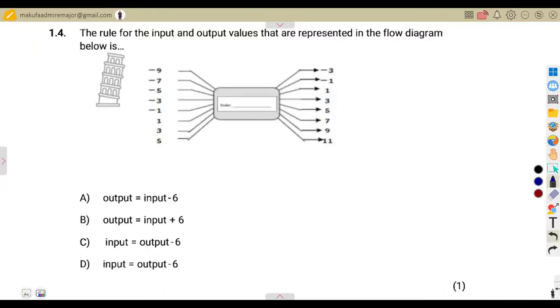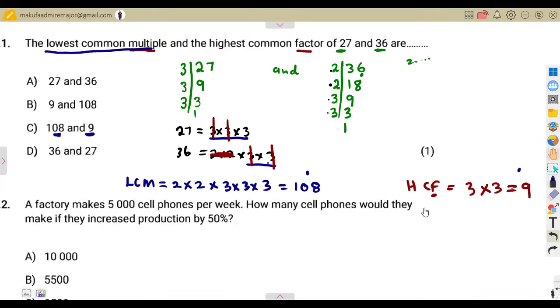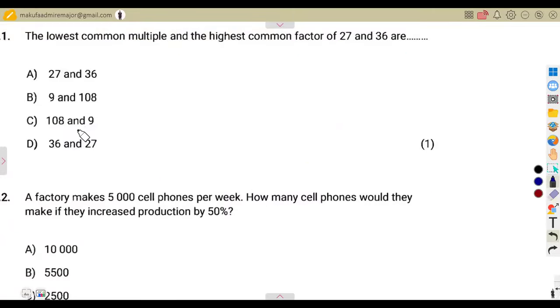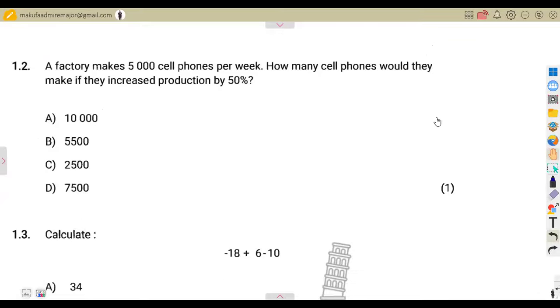I just hope you understand this. If you know this, you can just check the numbers and see which one can be the LCM. You divide 108 by 27, and you also divide it by 36. You see that is the LCM. You can even test these values instead of working it out, but if you know your workings, you can just do your workings, which is fine.